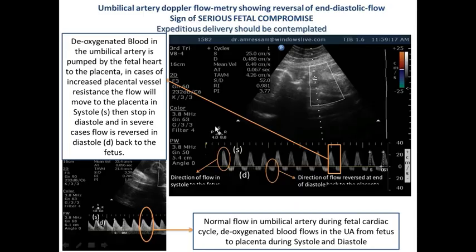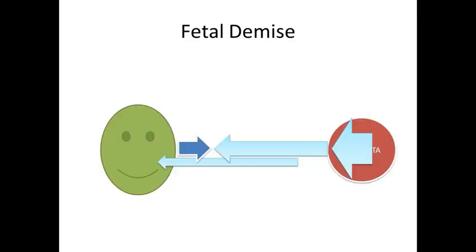So these are the three things that we see in the waveform. Either it's a normal waveform, or there is absent end diastolic flow, or there is reversed end diastolic flow. And in the normal waveform, you can just look at the indices to check if there is increased resistance index or not. If the condition gets worse, then the placenta will start to resist the flow of deoxygenated blood from the fetus during systole, and this will result in fetal demise.